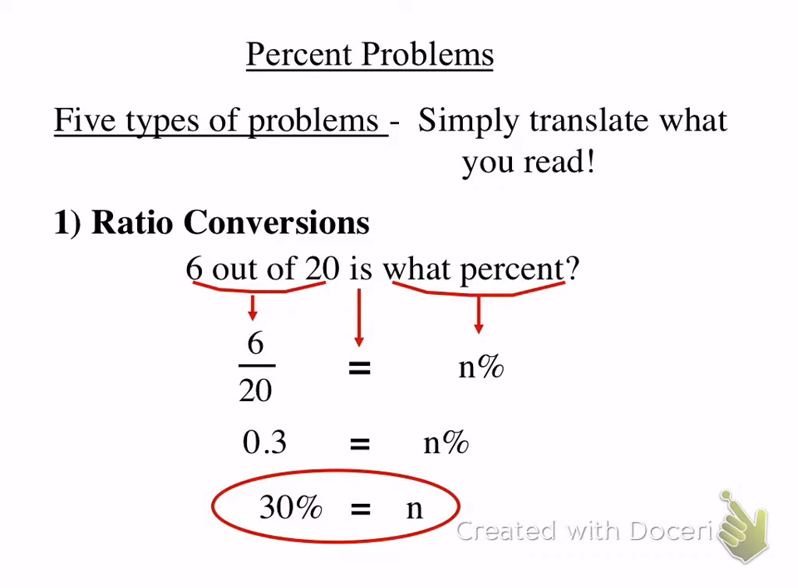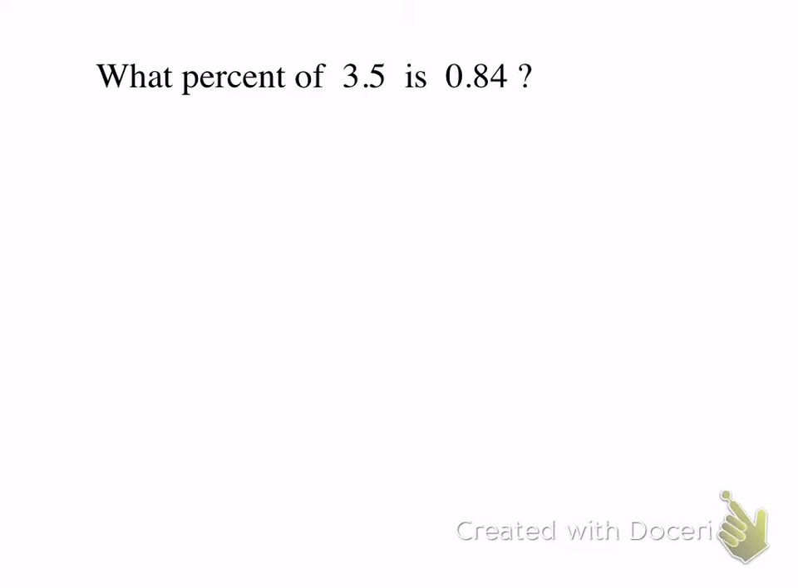Look at my last one. What did I put for what percent? N%. Okay, m%. Of means? It is out of.